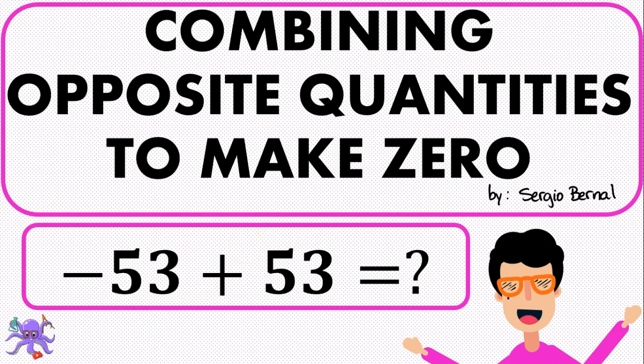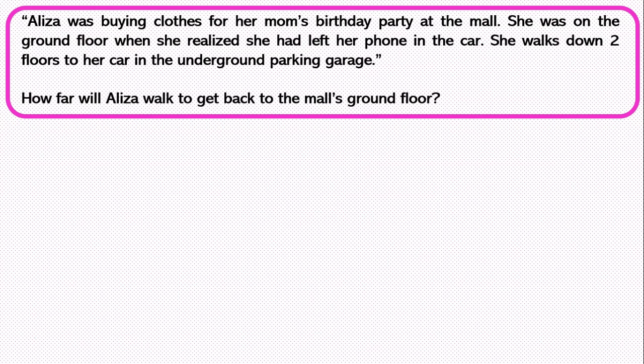Okay guys, in order to understand the concepts of today's video, we're going to take a look at two real-life situation problems that help us understand why, when we combine two opposite numbers, the answer is going to be zero. So the first problem talks about Eliza.